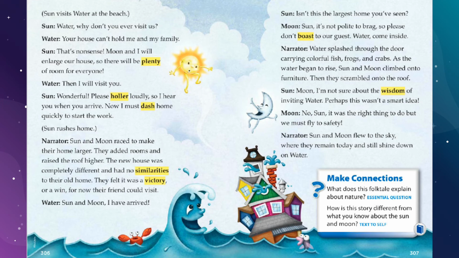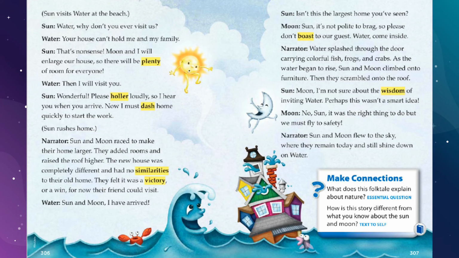Sun. Moon, I'm not sure about the wisdom of inviting Water. Perhaps this wasn't a smart idea. Moon. No, Sun, it was the right thing to do, but we must fly to safety. Narrator. Sun and Moon flew to the sky, where they remain today and still shine down on Water.